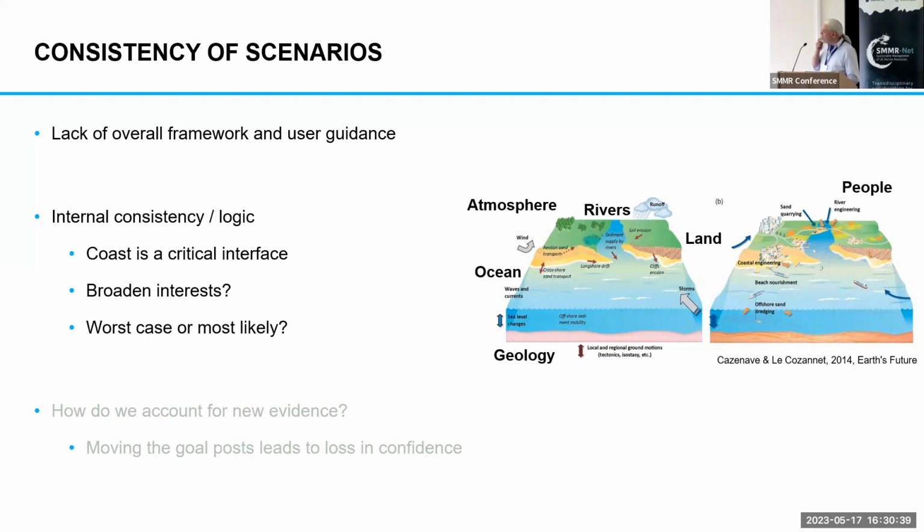One thing that we found really interesting is that during the workshop, we had about an even split between people thinking that we should go for a worst case type logic versus what could be most likely to happen in the future. And the last point here is really, how do we account for new evidence? We all know that as science evolves, the projections for our future are getting refined. The problem is that if we keep moving the goalposts, then that leads to a loss in confidence.